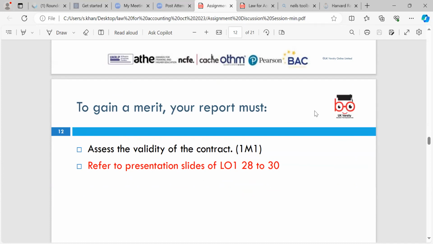And this would be to refer to presentation slides of learning outcome 1, 28 to 30. Shazia, two questions. Is that one okay? Yeah, that's fine. Can I ask you two questions?